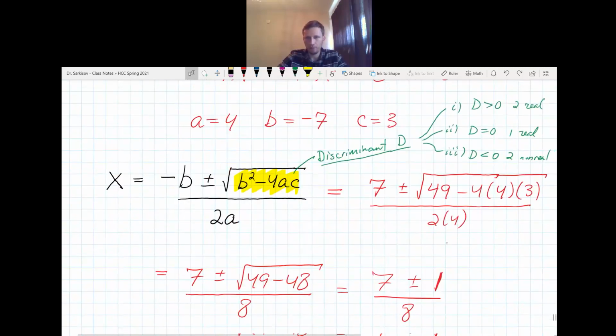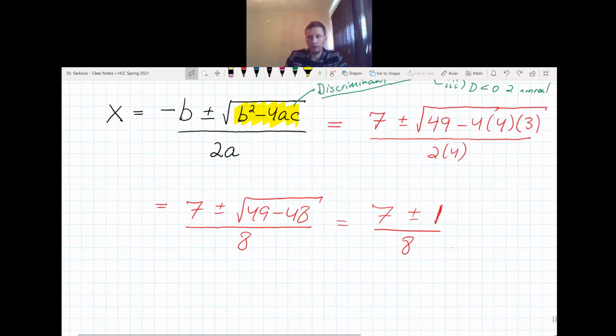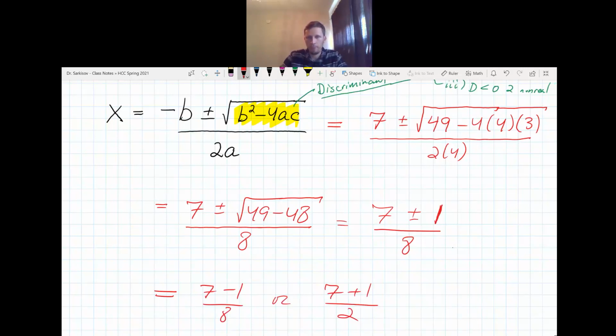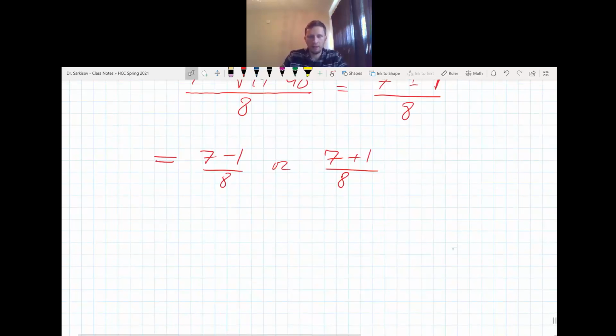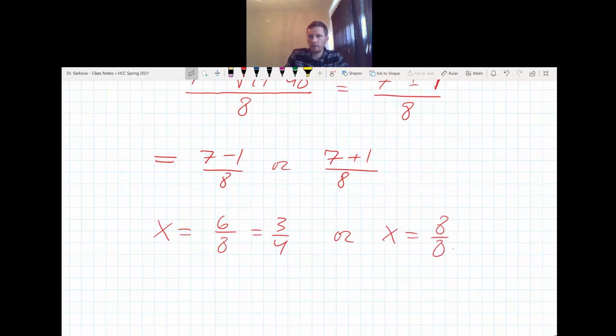So look, we have 7 plus or minus 1 over 8. That's the answer. Besides, let's simplify it: 7 minus 1 over 8, or 7 plus 1 over 8. What is that? x is equal to 6 over 8, which is 3/4, or x is equal to 8 over 8, which is exactly 1. The answers are 3/4 and 1.